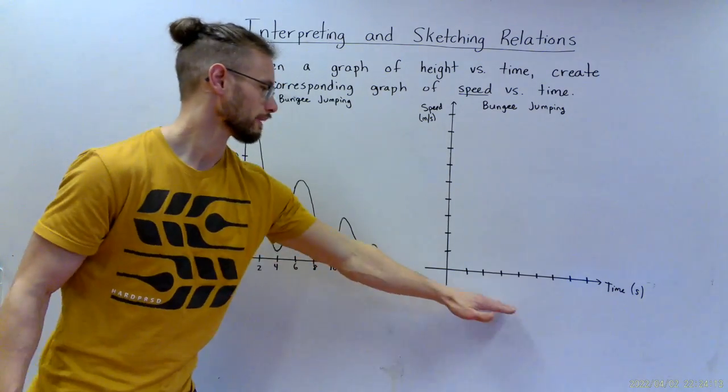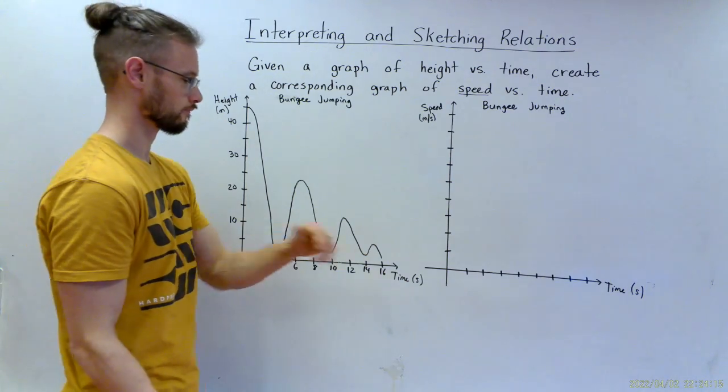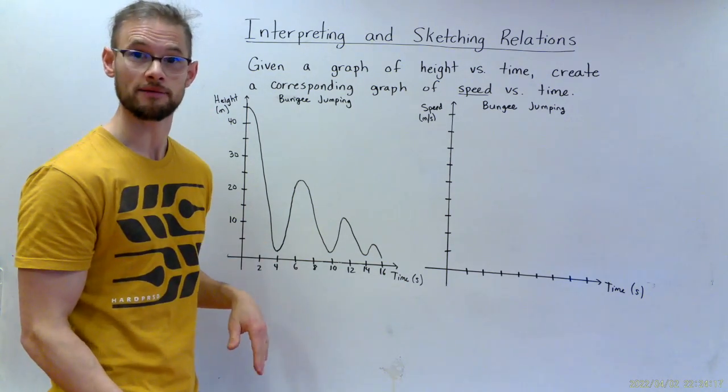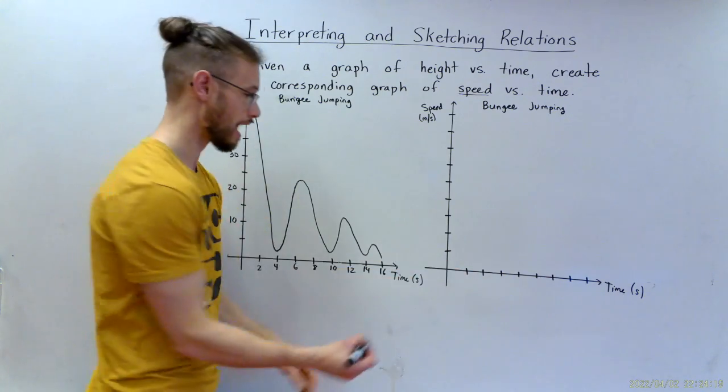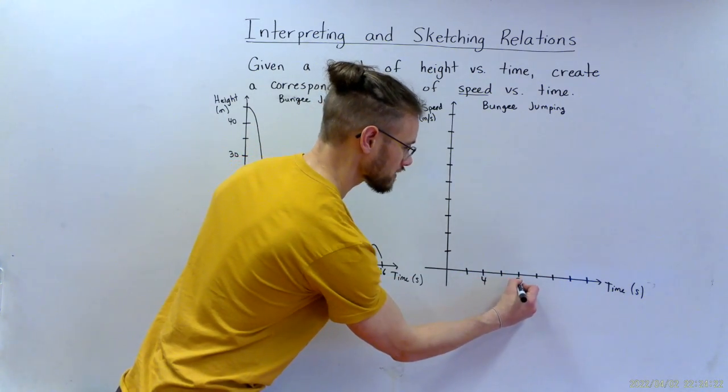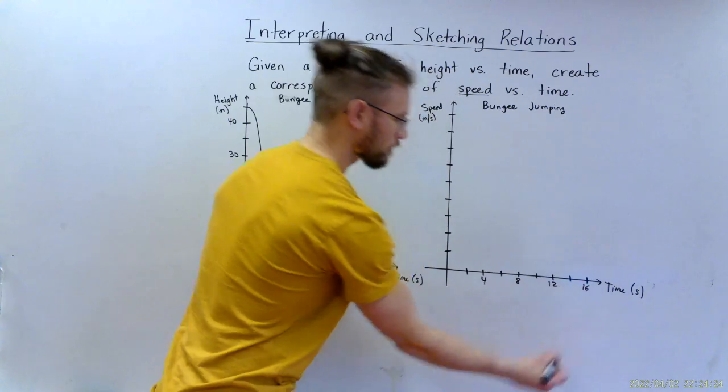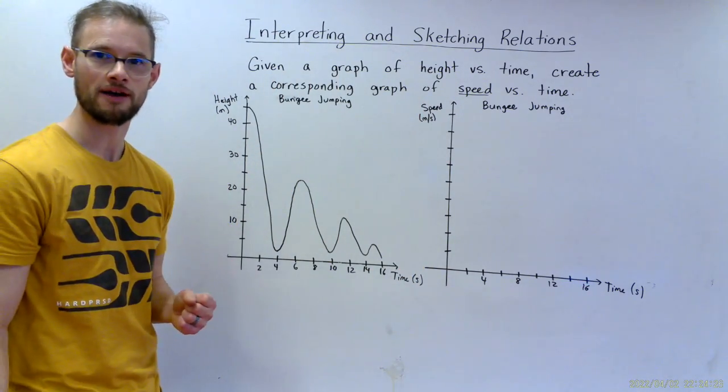But the reason why we're doing this is because it's so important to understand what you're actually comparing. So now I'm creating a speed versus time graph. Well, time better stay the same. If I went up by 2 seconds here, I'm going to stay consistent and go up by 2 seconds here. Hope that makes sense when I'm creating a corresponding graph.